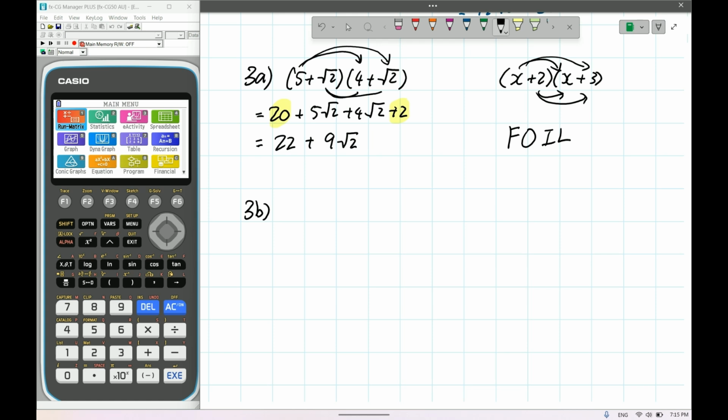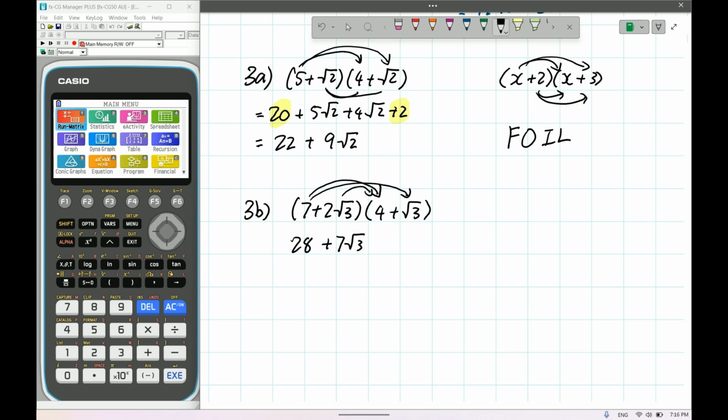3b. 7 plus 2 square root 3 multiplied by 4 plus root 3. Okay, so similar thing again. The 7 and the 4 will make 28. The 7 and the plus root 3 would become plus 7 root 3.